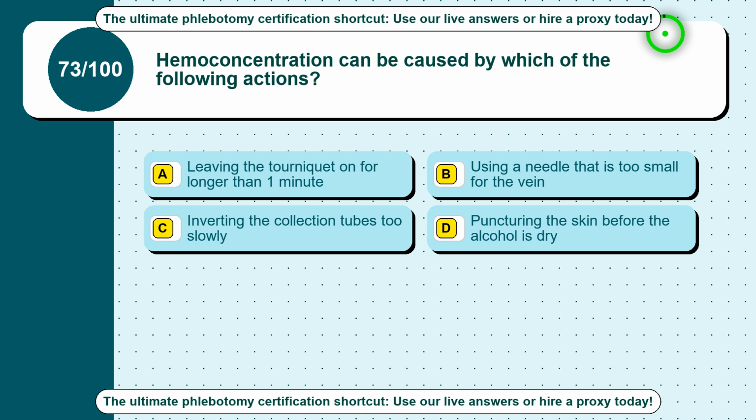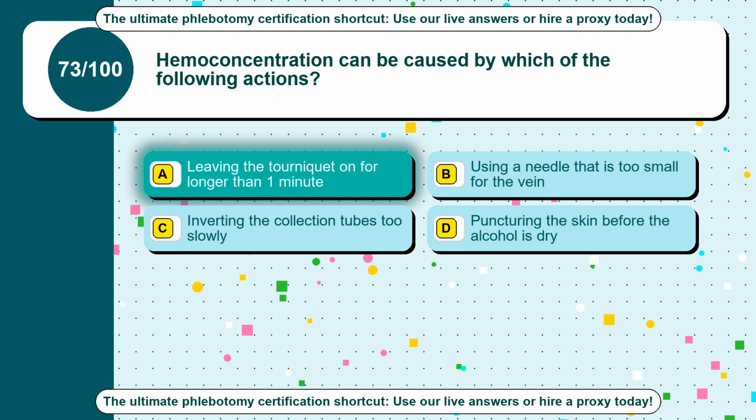Question 73. Hemoconcentration can be caused by which of the following actions? Option A. Leaving the tourniquet on for longer than 1 minute. Option B. Using a needle that is too small for the vein. Option C. Inverting the collection tubes too slowly. Option D. Puncturing the skin before the alcohol is dry.